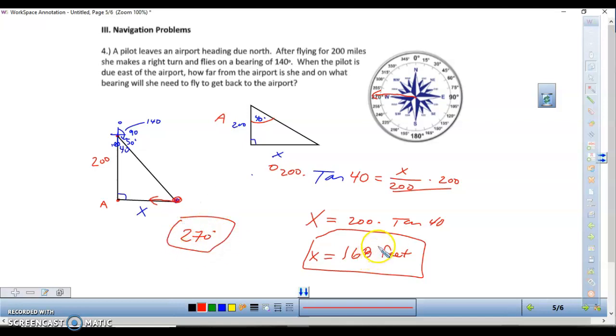All right, so go to the quiz, and there'll be some problems that are very simple and very similar to these.